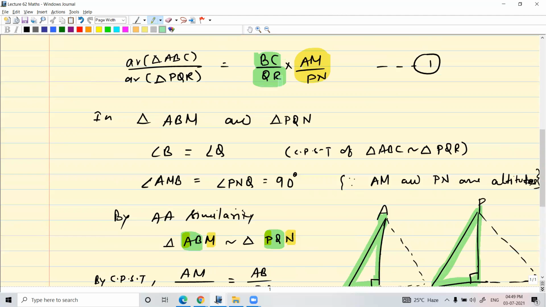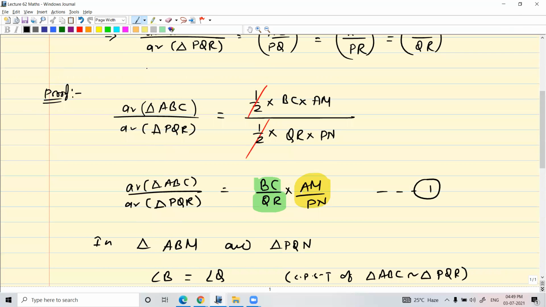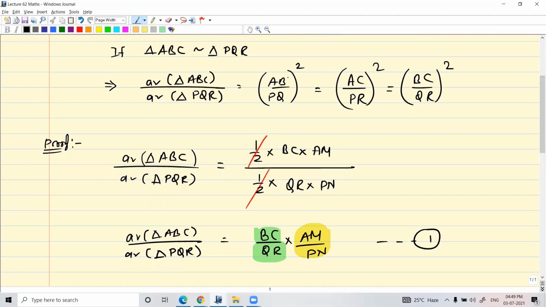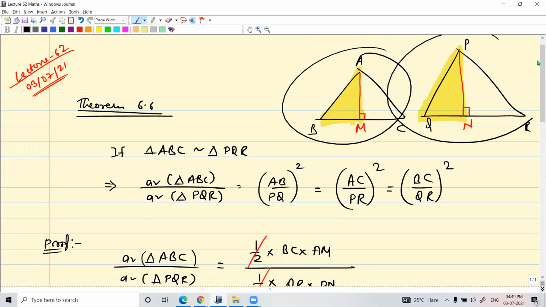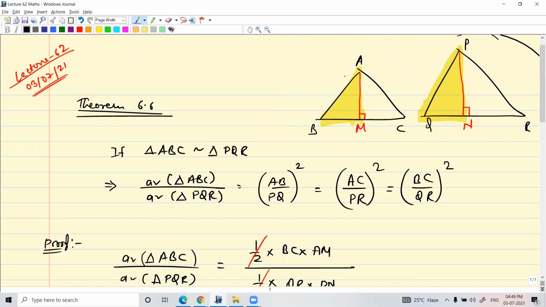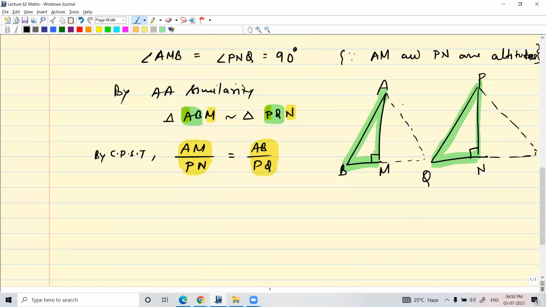Okay, don't get confused. Just understand that same AM by PN, I'm going to write it as AB by PQ from the corresponding ratios. This AM by PN is equal to AB by PQ. But we know from the previous triangle that ABC and PQR, these two triangles are similar. So AB by PQ is equal to BC by QR also, right? Yes, sir.